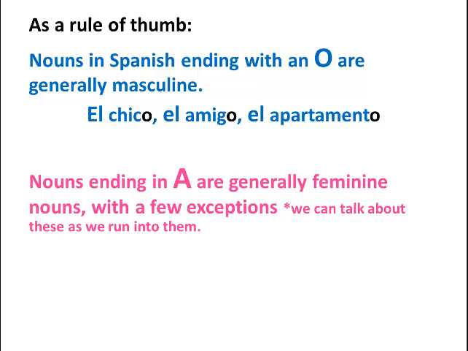Now, nouns ending in A are generally feminine nouns in Spanish. There are a few exceptions, and we'll talk about these as we run into them. There are also a few exceptions with nouns that end in O, and we'll talk about them as we run into them. The general rule is the most important, and the exceptions come as we move forward into the language. So here we go. We've got chica, amiga, casa, so we've got girl, friend, house, and now you've got the la in front of all these, and that would actually be the definite feminine article, singular, for those words. And we'll continue to talk about this as we move forward.